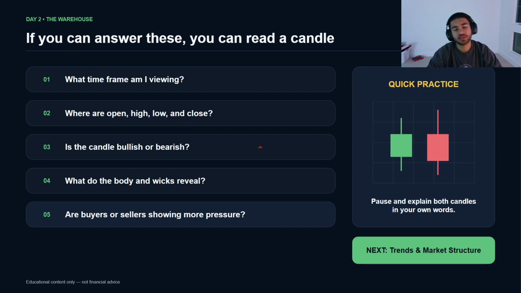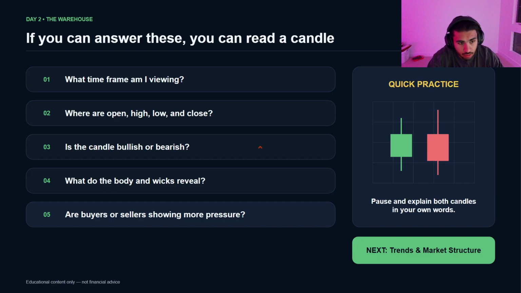And for the takeaway today, if you can answer these, you can read a candle. What time frame am I viewing? Where are the open, high, low, and close? This is your homework tonight. You have to mark out the open, high, low, and close of 30 different candles. Is a candle bearish or bullish, or is it an up candle or down candle? What type of candle is it? What do the body and the wicks of candles reveal?